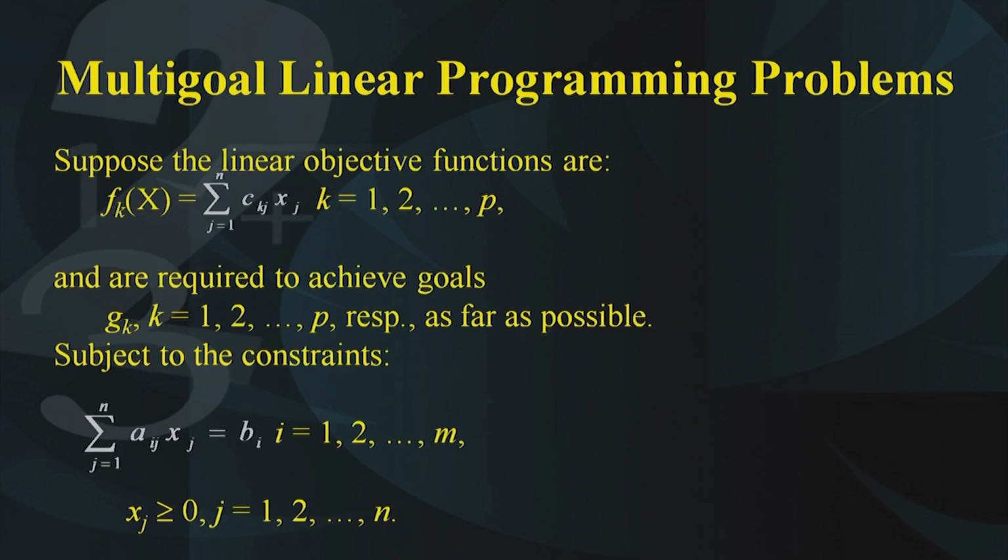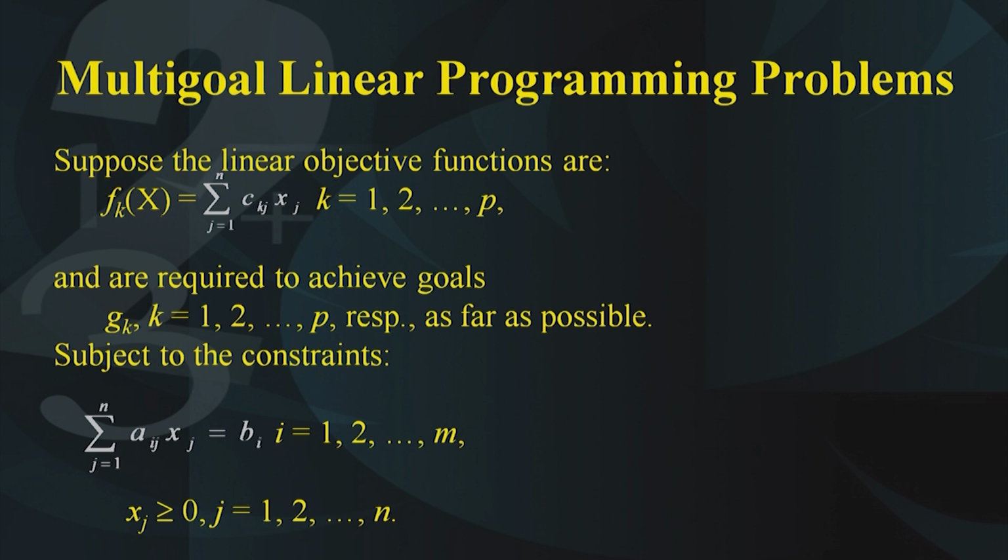Now, in reality, there may be a possibility that there are multiple goals in the problem. What does this mean? Suppose the linear objective functions in a problem are p in number. So suppose there is one objective function, let us say f1x, another objective function f2x, another fpx. So there are p objective functions, and each objective function has a different goal. Let us denote the goals by gk, where k goes from 1 up to p.